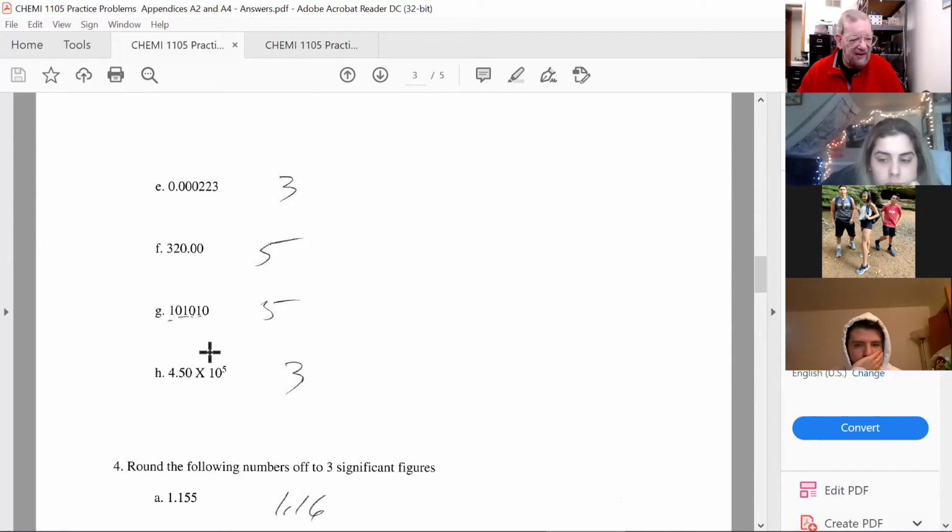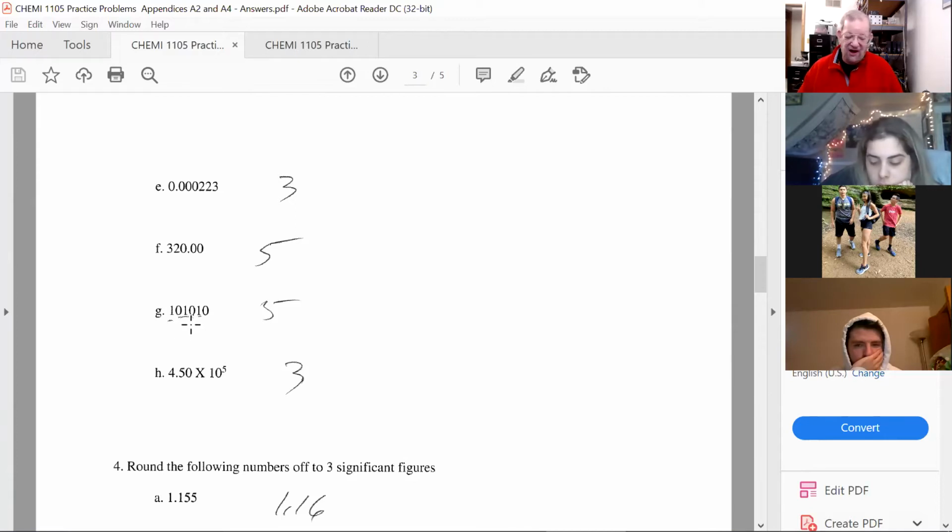And if we look at E, lead zeros are never significant. So this has 3 non-zero numbers. The lead zeros are not significant, so that's 3. Zeros at the end with a decimal point are significant. Non-zero numbers are. So I have a 3 and a 2 plus 3 more zeros makes 5 significant figures.